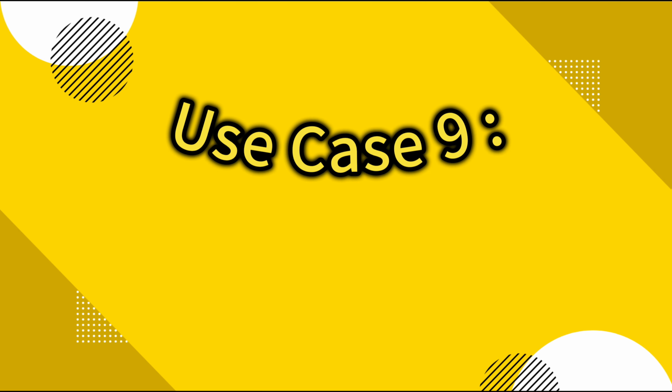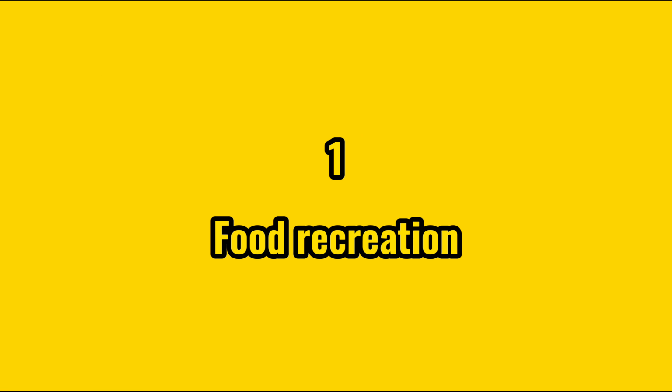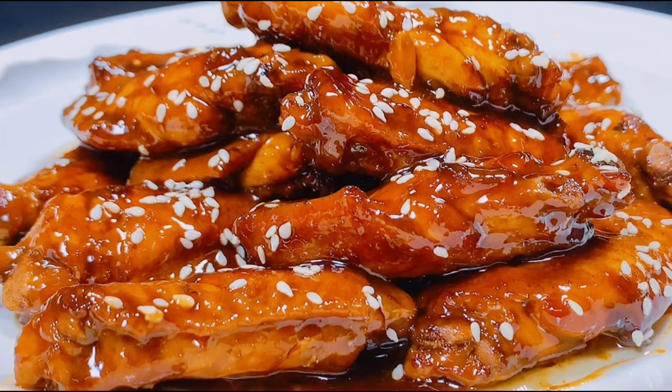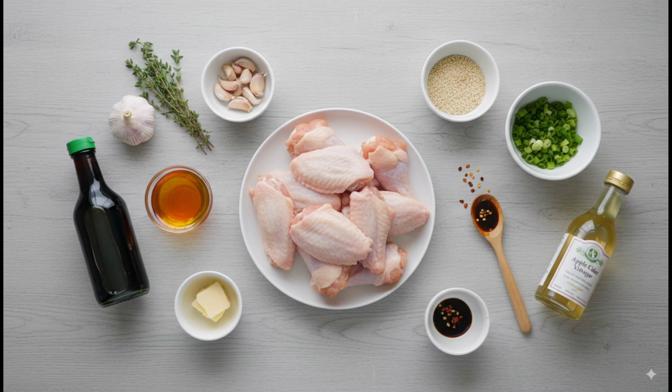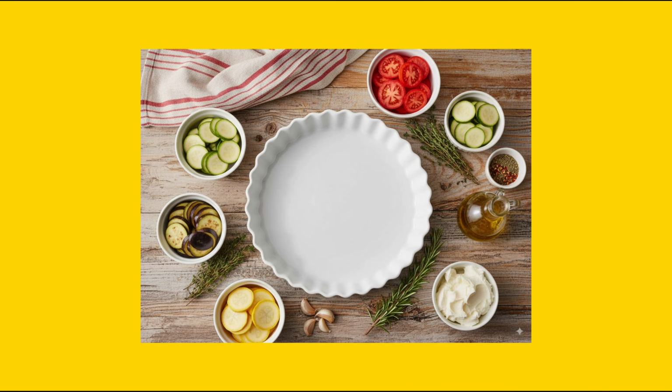Let's wrap up with the ninth category, some extra creative ways to use Nano Banana. First, let's talk about food recreation. You can upload a picture of a dish, and Nano Banana will try to restore the recipe by identifying the ingredients. For example, here's a plate of Coca-Cola chicken wings, and here's a Provençal ratatouille. The level of detail is surprisingly impressive.